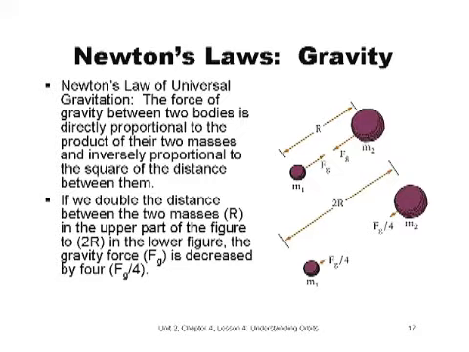And, in fact, everything we know about the structure of the universe depends on applying this simple law. The force of gravity between 2 bodies is directly proportional to the product of their 2 masses and inversely proportional to the square of the distance between them. If we double the distance between the 2 masses in the upper part of the figure to the lower figure, the gravity force, which we label F sub g, is decreased by 4, shown here as F sub g divided by 4.